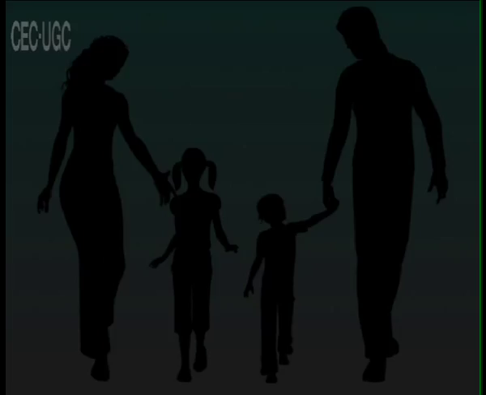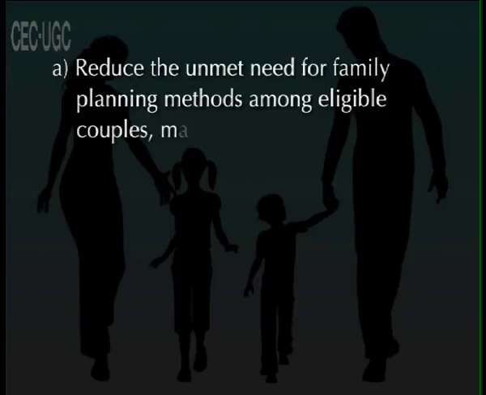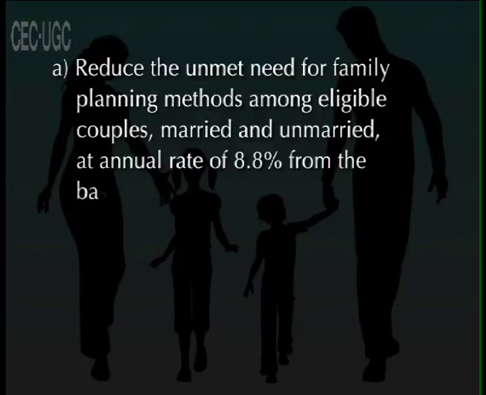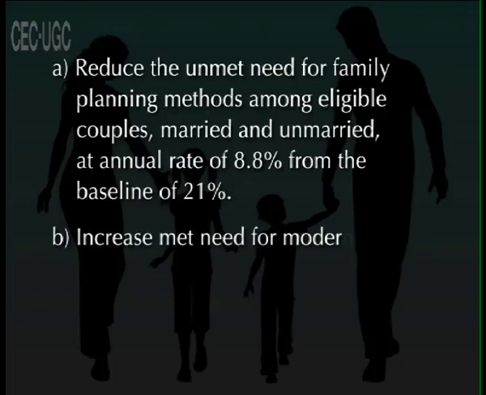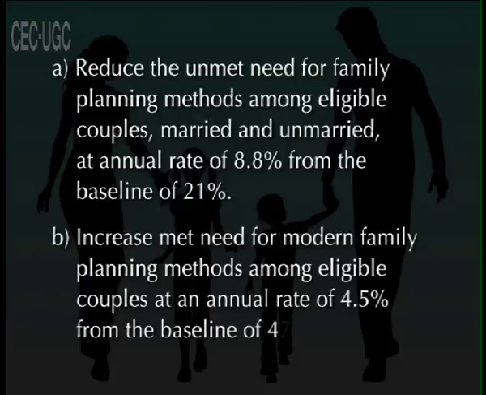Further, specific targets in regard to family planning have been set as under. A. Reduce the unmet needs for family planning methods among eligible couples, married and unmarried both, at an annual rate of 8.8% from the baseline of 21%. B. Increase met needs for modern family planning methods among eligible couples at an annual rate of 4.5% from the baseline of as high as 47%.